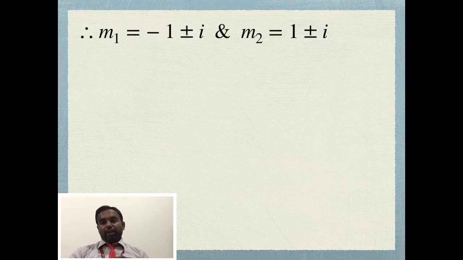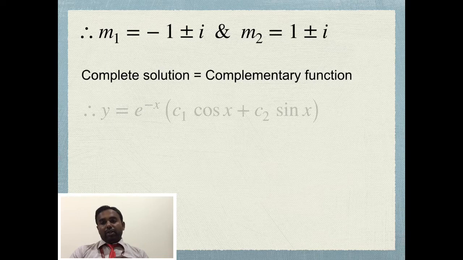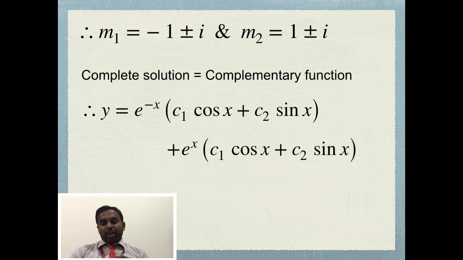So m1 will be equal to minus 1 plus or minus i, and m2 will be 1 plus or minus i. So our complete solution will now take the form e to the power of minus x c1 cos x plus c2 sin x with m1, right? And the second term e to the power of x c1 cos x plus c2 sin x with m2. So the first term is with respect to the first root, the second term is with respect to the second root, and both the roots here are complex.